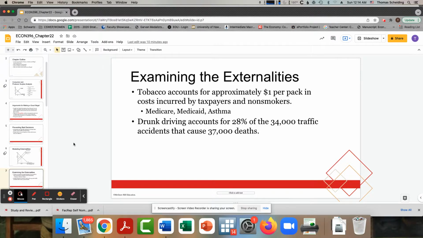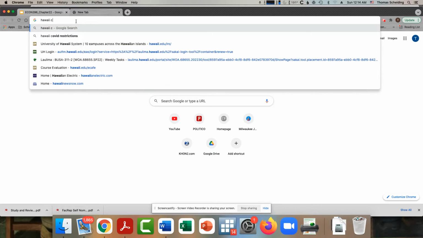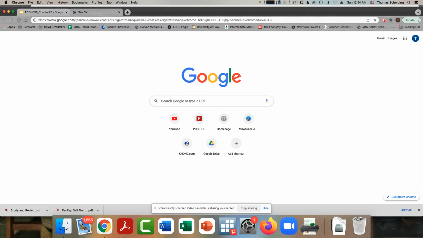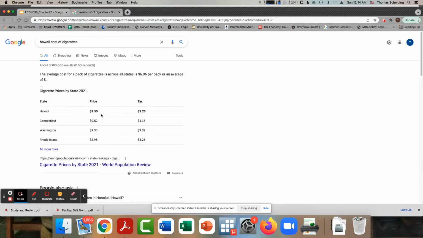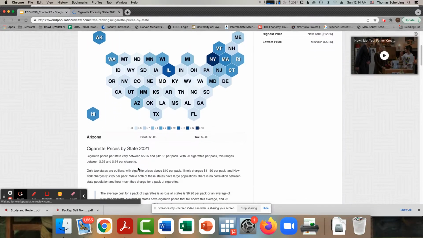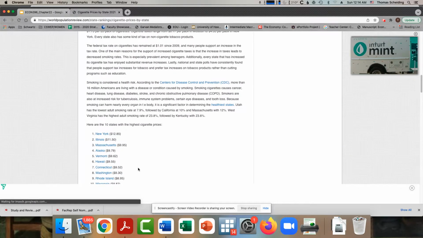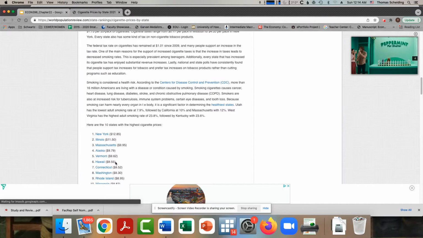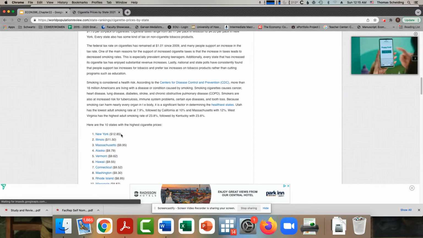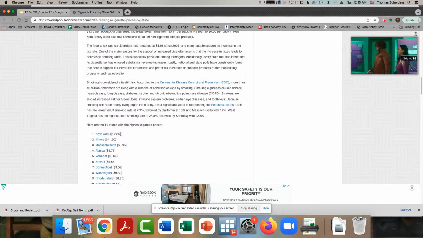If my memory serves me right, Hawaii is the most expensive place to smoke in the United States, I think. We are, I think the most expensive state to smoke. Oh no, sorry, we're not. We're sixth highest. Oh, 12.85 a pack. Jeez, I haven't smoked in a long time. Because I still remember paying like $2 or $3. Jeez.